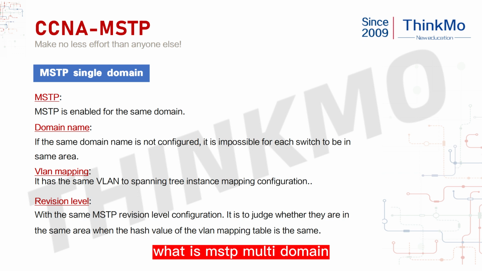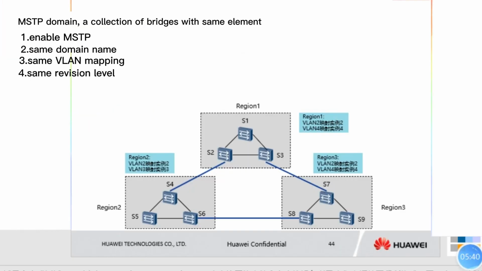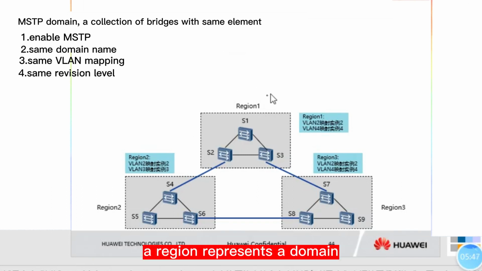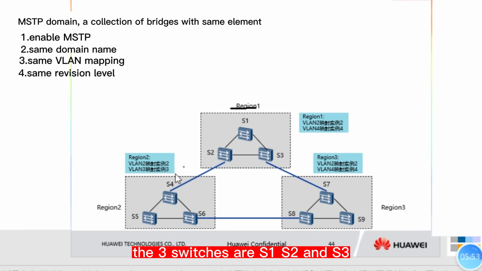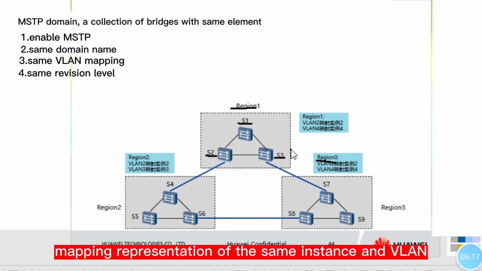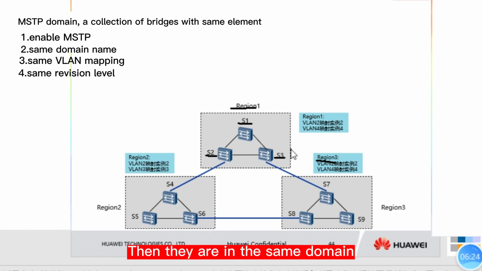Next is the 2nd aspect. What is MSTP multi-domain? Actually, we can see a picture. Its domain is called a region. We can see that there are strict divisions here. A region represents a domain. In region 1, the 3 switches are S1, S2, and S3. They have the same domain name, the same mapping of instances and VLANs, and the same revision level. Then they are in the same domain.